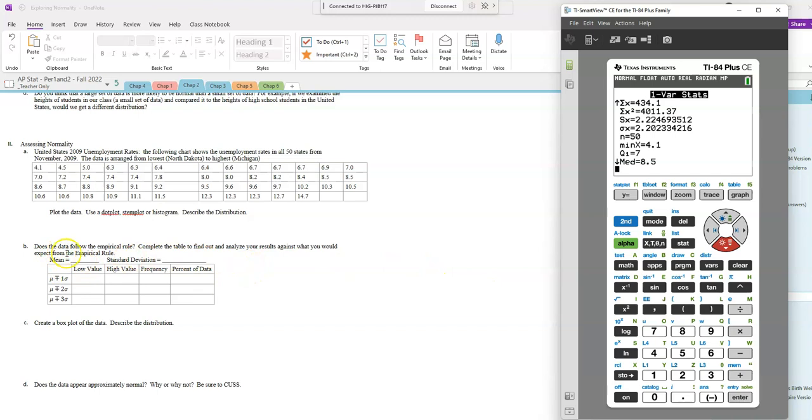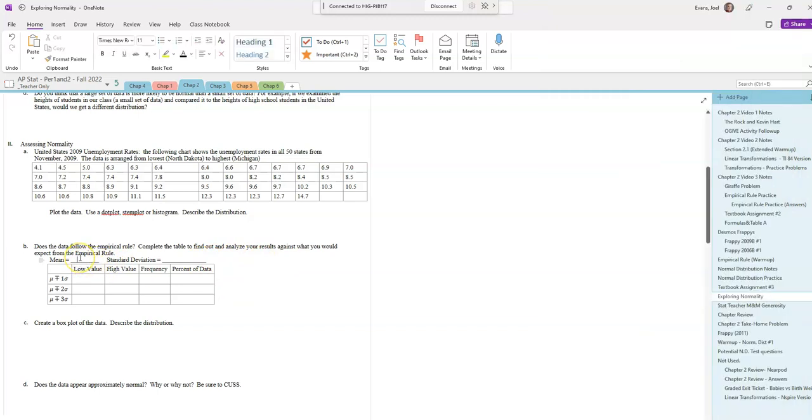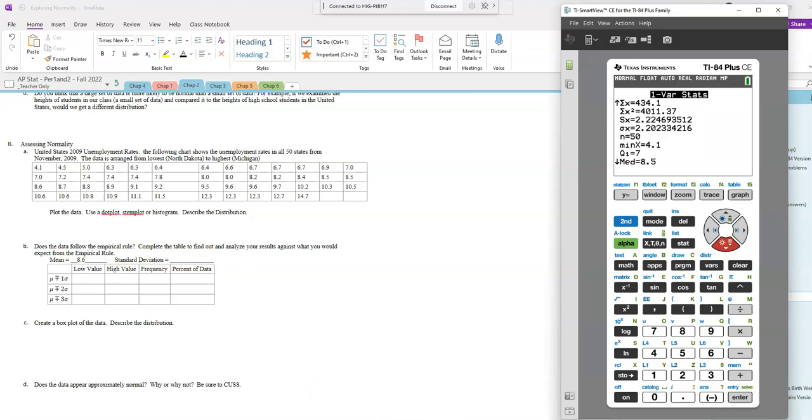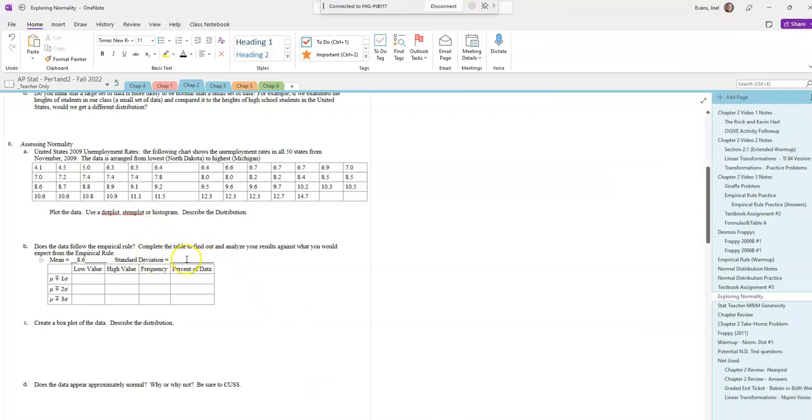Does the data follow the empirical rule? Complete the table below to find out and analyze your results against what you would expect. So the mean, remember we said the mean was 8.6, and the standard deviation was 2.2. So now I want to do one above. I'm going to do a low value and a high value.